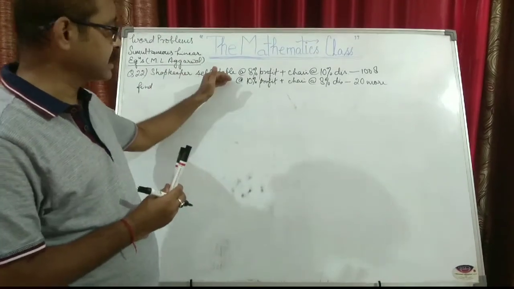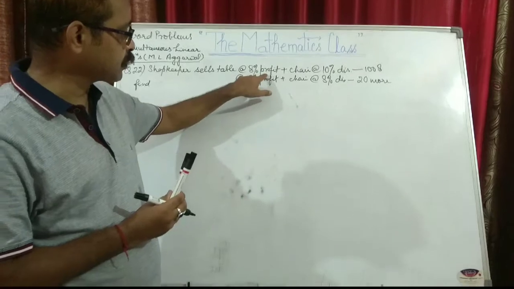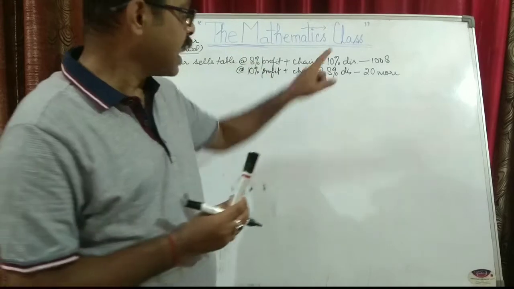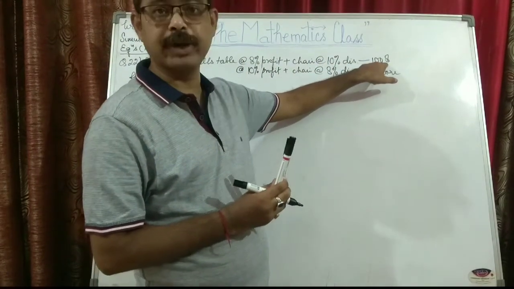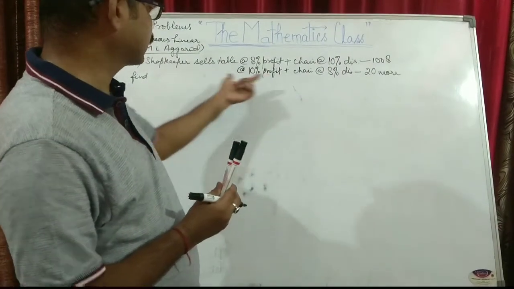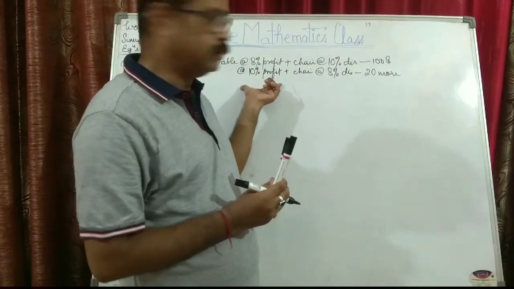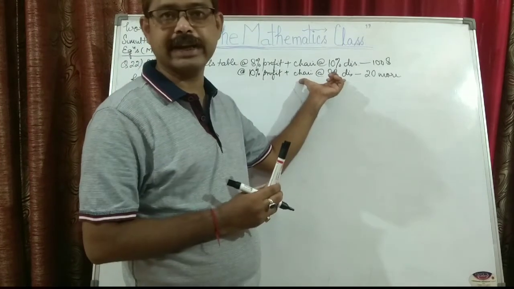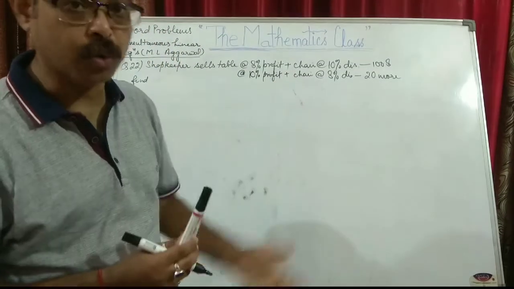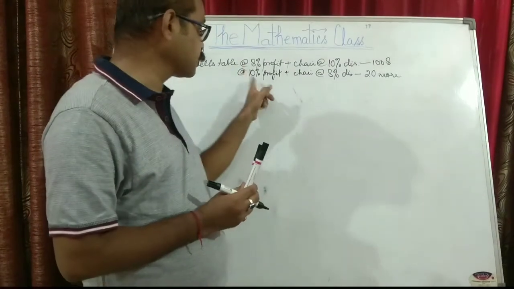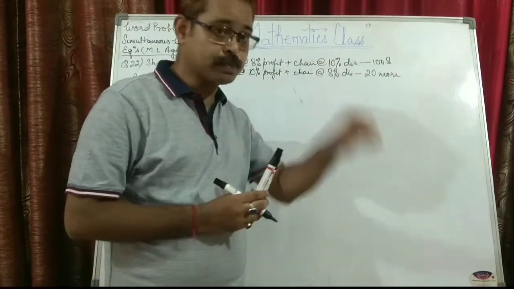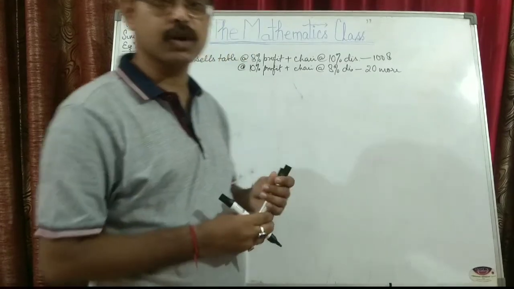A shopkeeper sells a table at 8% profit and a chair at 10% discount, and then he is getting 1008 rupees after selling these two items. Then again he is selling the table at 10% profit and the chair at 8% discount, and he is getting 20 rupees more. You have to find the cost price of the table and the list price or the marked price of the chair.